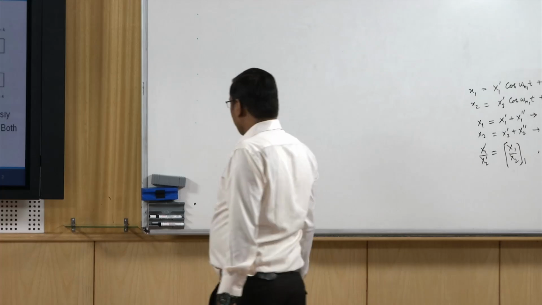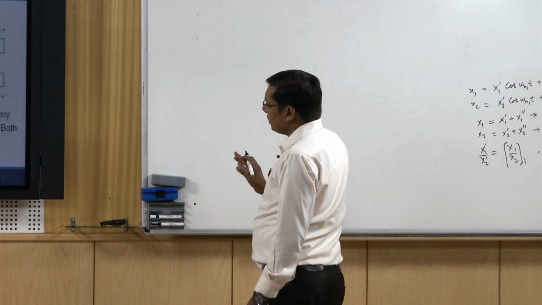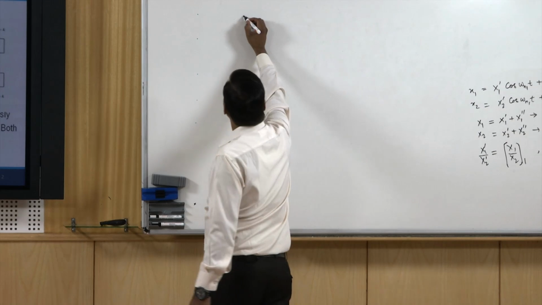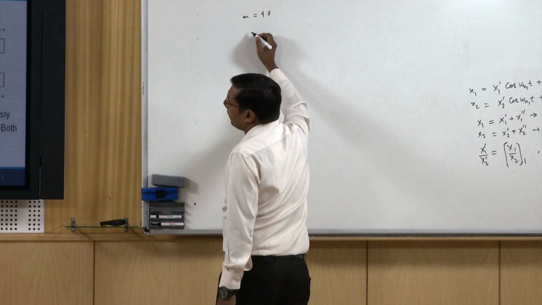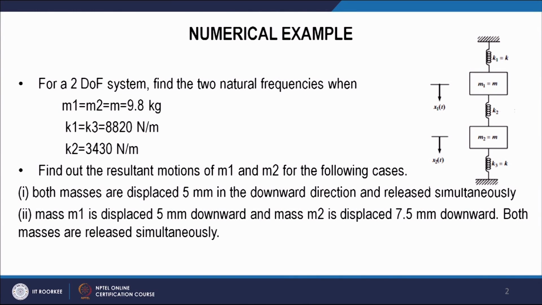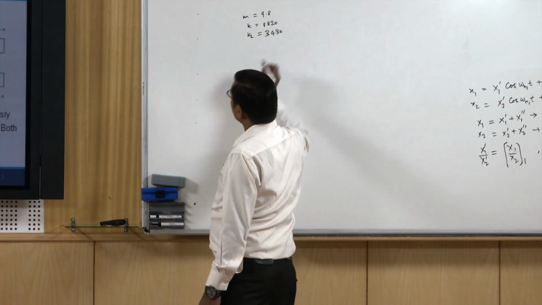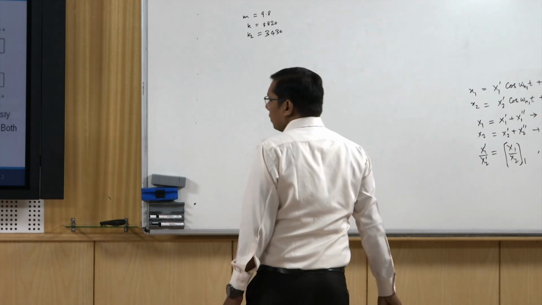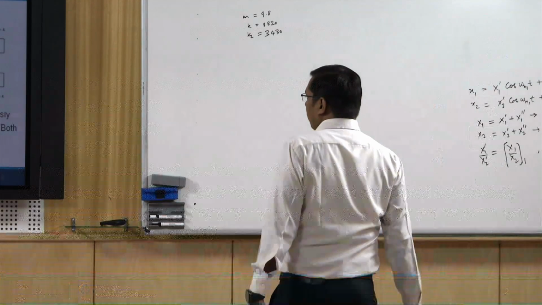Okay, so let us take one example. Here it is a 2 degree of freedom system, the same system where m equal to 9.8 and k equal to 8820 and k2 equal to 3430. So, we have to find the resultant motions m1 and m2 for the following cases.